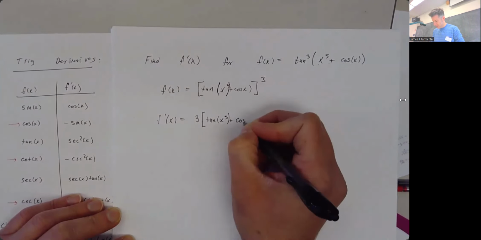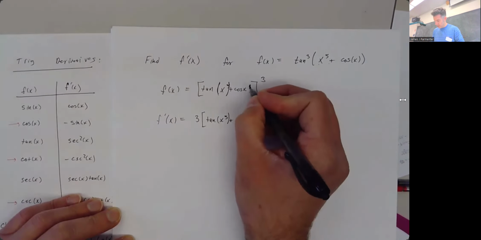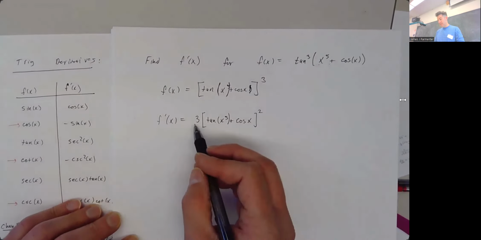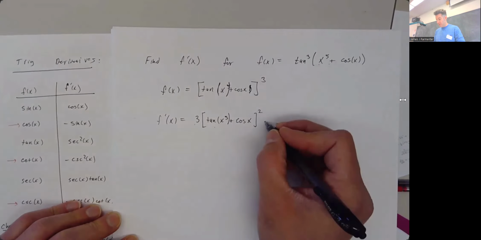Sorry about that. I guess I've got an extra parenthesis there I don't really need. Blowing it today. So there's 3 times my stuff squared. I have to multiply by the derivative of my stuff.